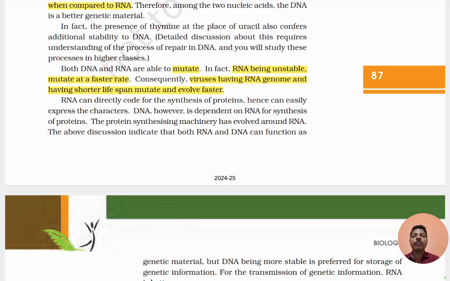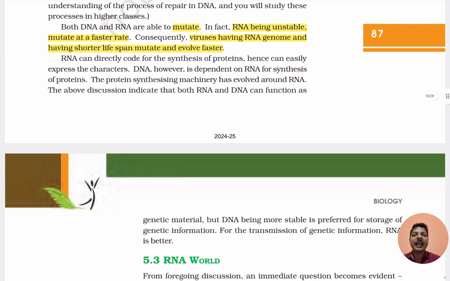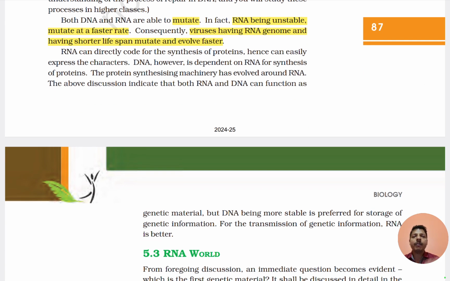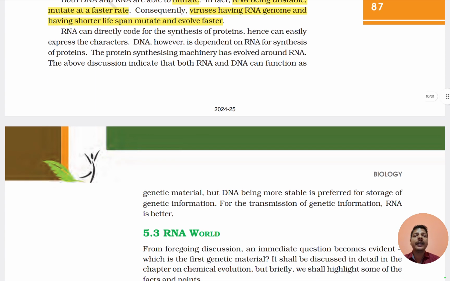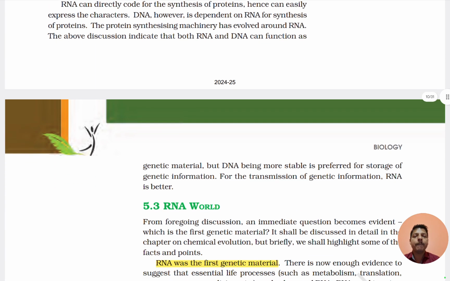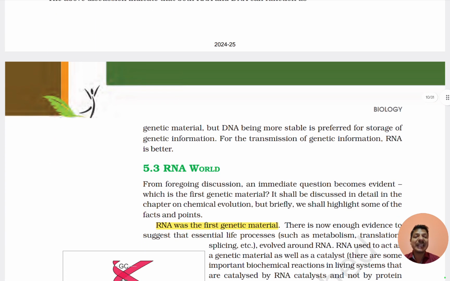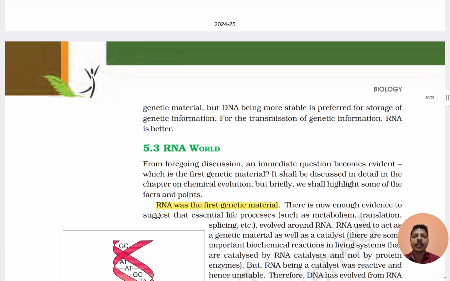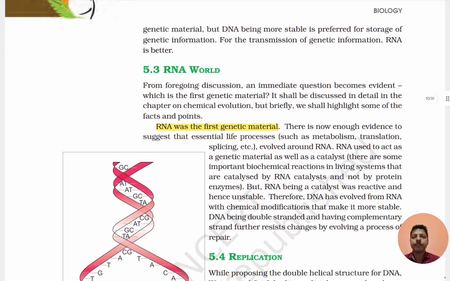RNA can directly code for the synthesis of proteins, hence can easily express the characters. DNA, however, is dependent on RNA for the synthesis of proteins. The protein synthesis machinery has evolved around RNA. The above discussion indicates that both RNA and DNA can function as genetic material, but DNA, being more stable, is preferred for storage of the genetic information, and for the transmission of the genetic information, RNA is better.